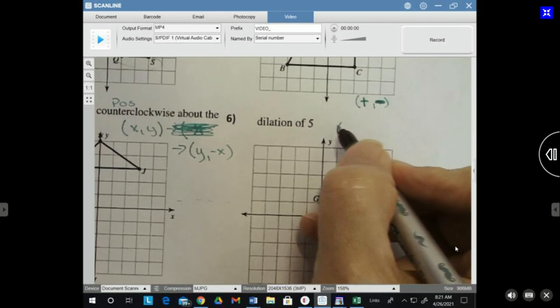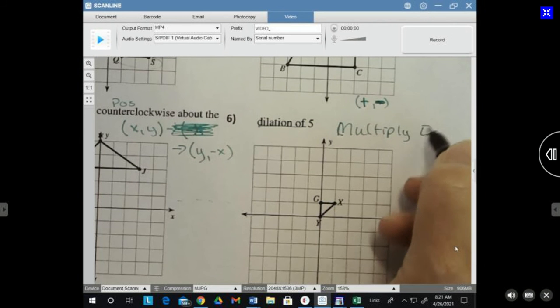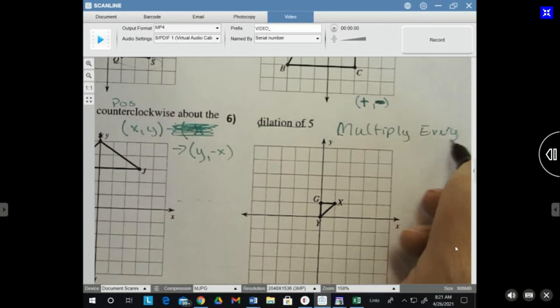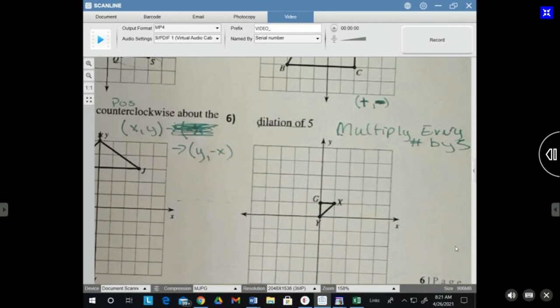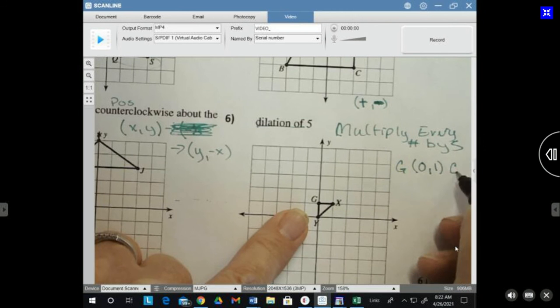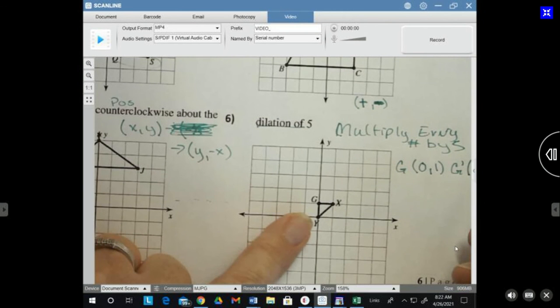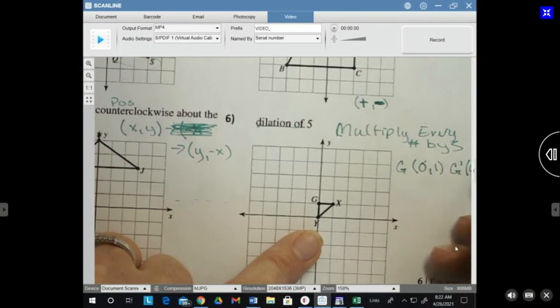Dilation of 5 means you have to multiply every number by 5, right? Whatever I give you, whatever scale factor. So, what is G? So, G prime. Don't move anybody around. Just multiply them by 5. What's 5 times 0? 0. And 5 times 1?